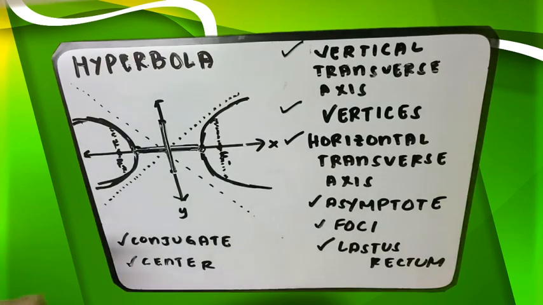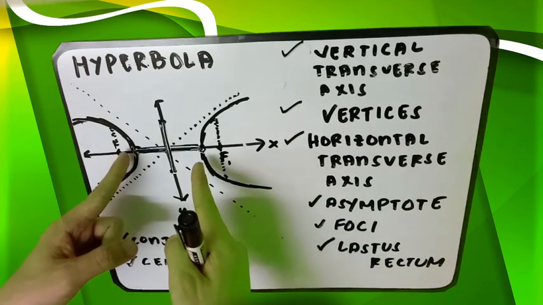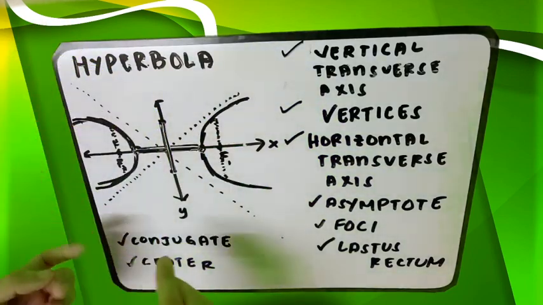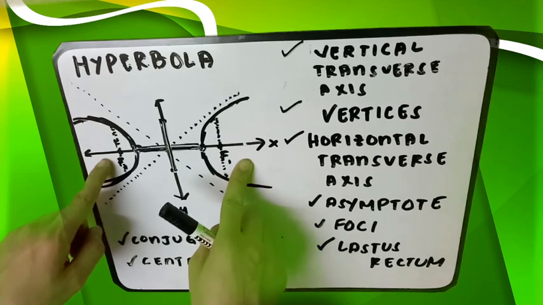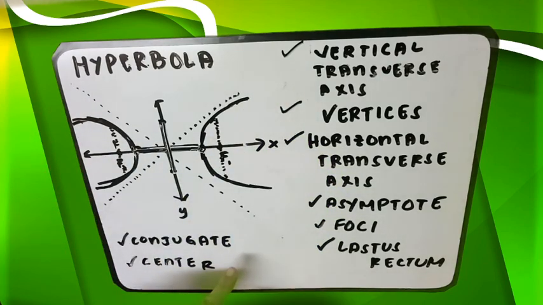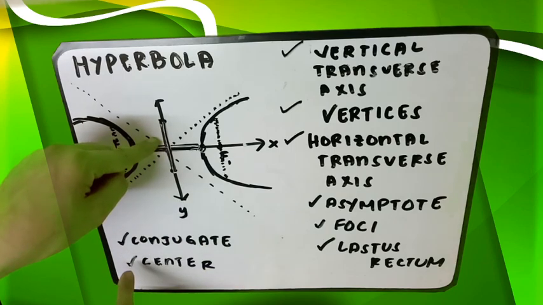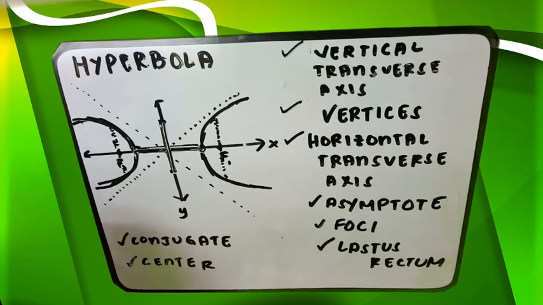So these are the parts of the graph of a hyperbola. Vertices, horizontal transverse axis, kung patayo siya is vertical transverse axis, foci, focus 1, focus 2, asymptote, yung diagonal, conjugate, center, meron pa ba? And the latus rectum. So these are the parts of a graph of a hyperbola.